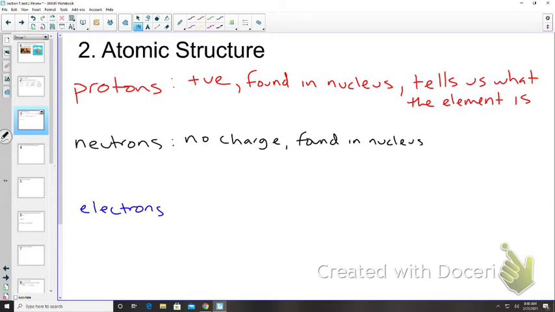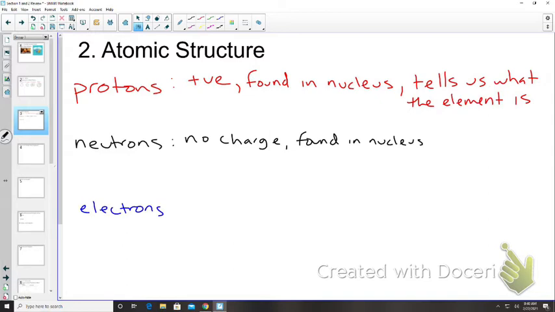Protons and neutrons both make up the nucleus, so we call these nucleons. Don't worry too much about that, but you might hear them referred to as nucleons, just because they make up the nucleus. So no charge, they're found in the nucleus, and these are not going to tell us what the element is.